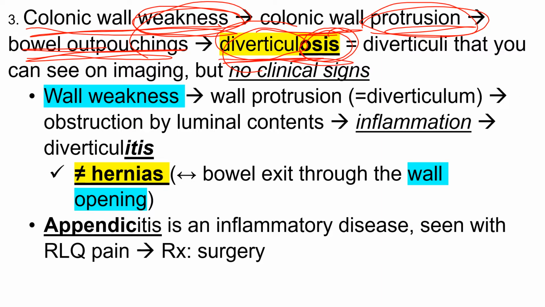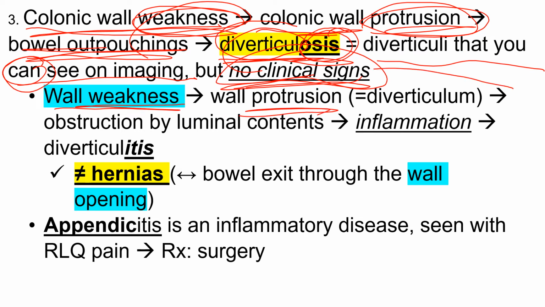Now, these are diverticula, and you can see them on imaging, but patients have no clinical signs. Patients may live forever with those findings, and in fact, about half the population above 65 have diverticulosis and do not have any clinical signs. Wall weakness is just a wall protrusion, and we call it a diverticulum.